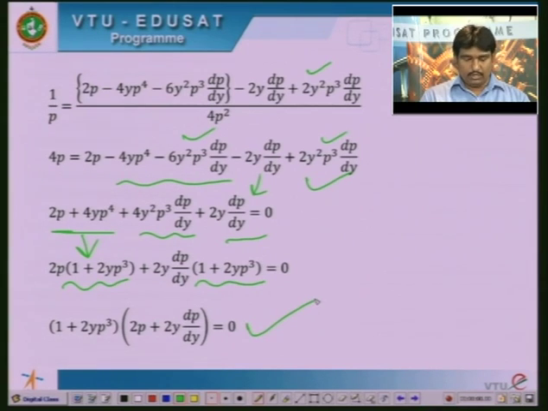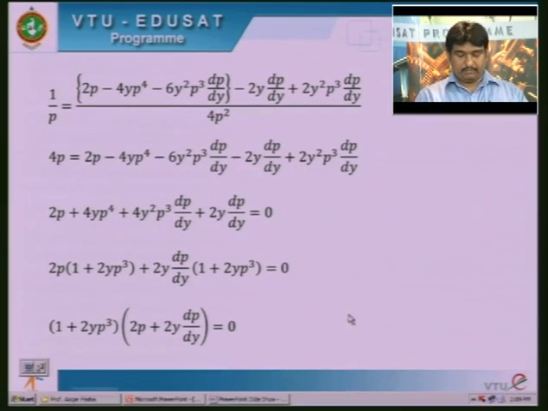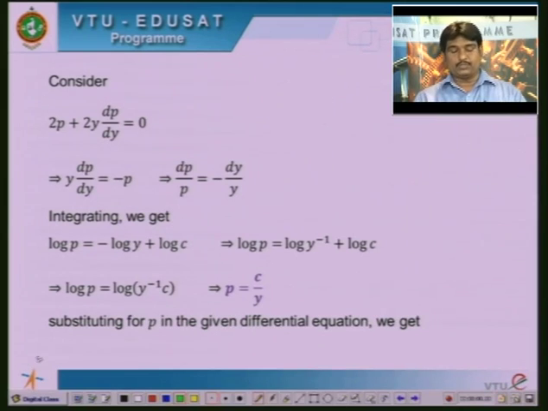Again we have two factors, one without the derivative term and another one with the derivative dp by dy. The second one gives the general solution and the first one gives the singular solution. When you equate this to 0, 1 plus 2y p cube equals 0, you get a singular solution. Consider the second one, 2p plus 2y into dp by dy equals 0, as the general solution is required.